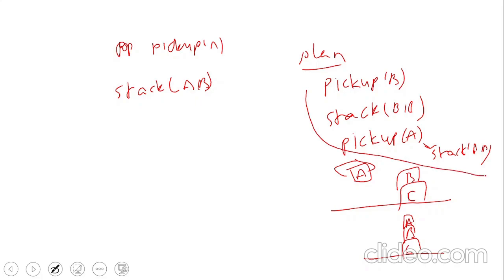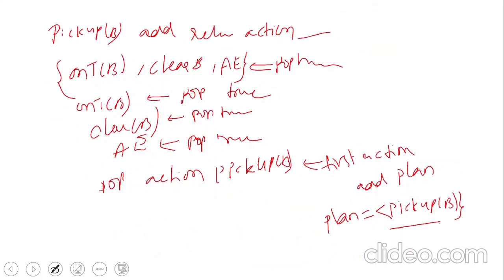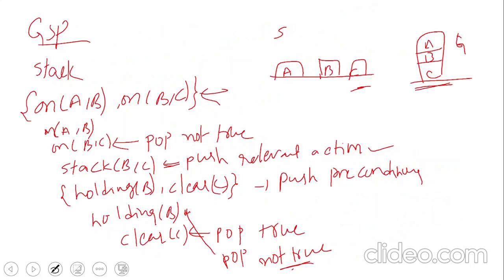So stack A B removed. Next, on A B is also true, remove that one. After on A B is removed, on B is also removed. Now the stack is empty. This is the procedure of how it was going in the back. We are coming from the goal side, but we are adding the plan from the starting state. First add the goal.